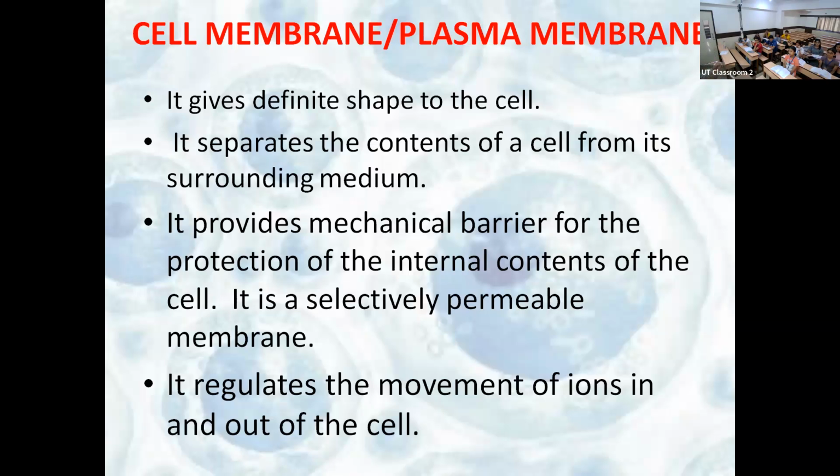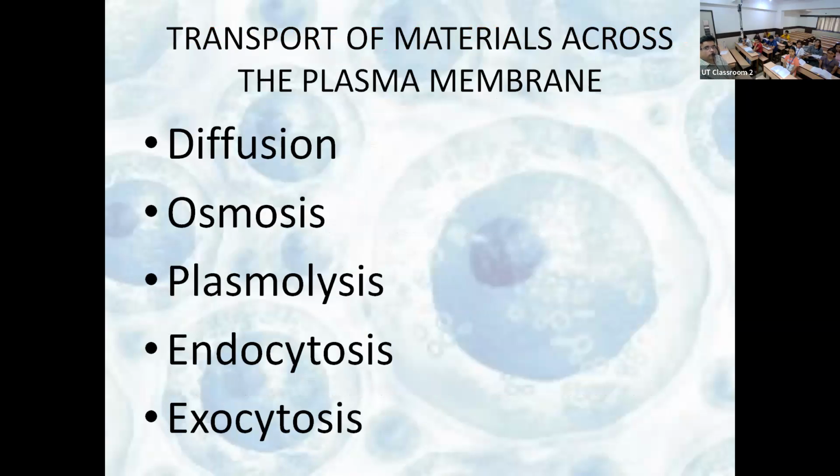Again, this movement in and out of the cell, all this takes place by various processes. So what are the various processes? This is what we are going to study across. Transport of material across the plasma membrane. Materials move in and out through a process known as: diffusion, osmosis, plasmolysis, endocytosis, and exocytosis.